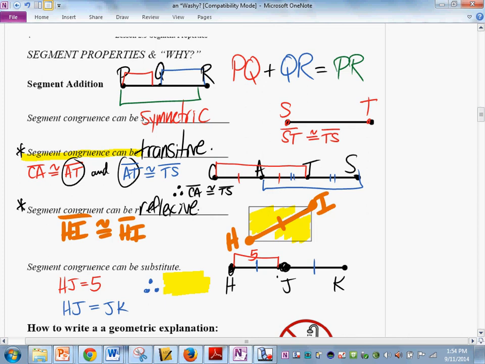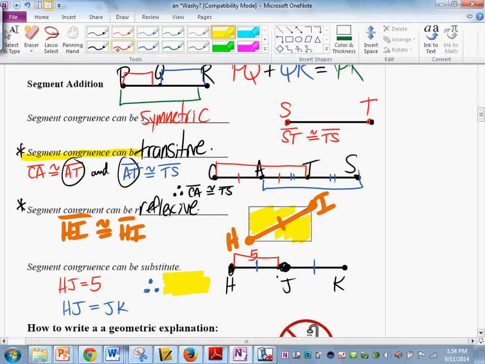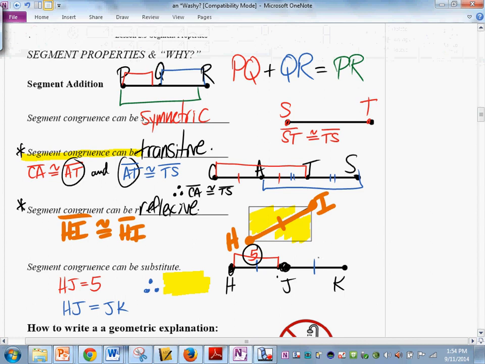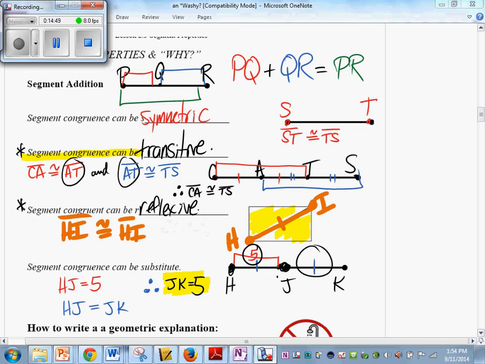Alec, what do you think, sir? What's the most logical conclusion? Right, which means JK is going to measure what? 5. Bingo. That's called substitution. You take one thing out, put another thing in.